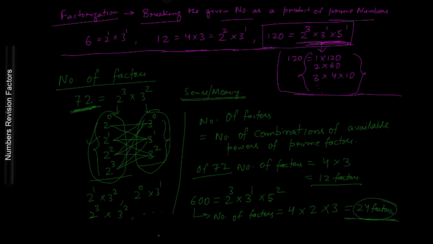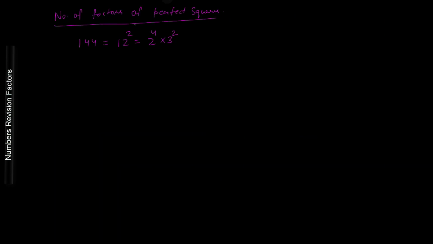Okay. So this is a very important aspect of this. Now let's see for perfect squares. Now number of factors for perfect squares. For a perfect square, let's say for example 144, which is 12 square. If you factorize, it is 2 to the power 4, 3 square. Can you see something? All the powers are even.